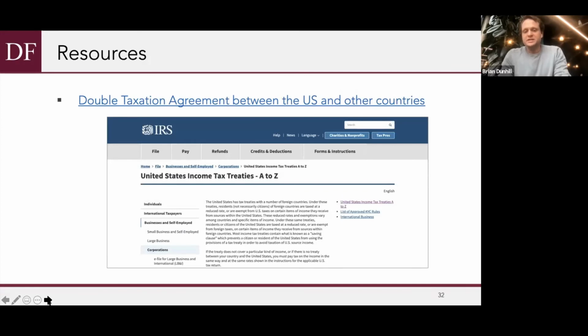Double taxation treaties between your home country and the United States are very helpful to understand how the retirement accounts will behave, whether it be the US ones or the foreign ones, how your investments or real estate or anything else will work and who should be taxing them first and how much they'll limit the double taxation.